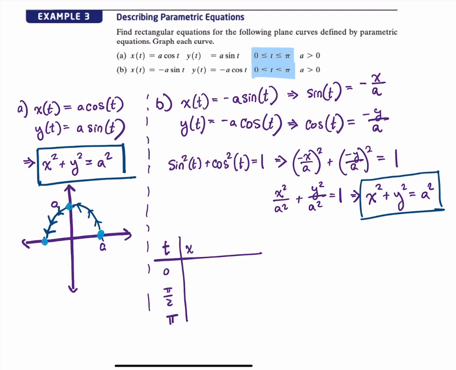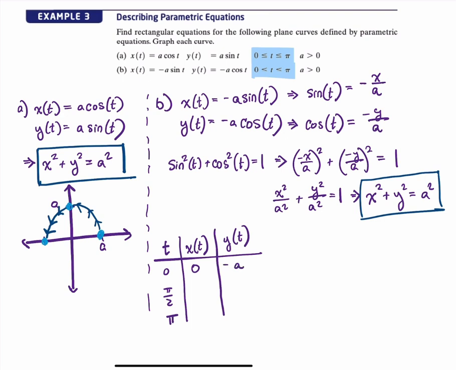So we'll find out what x of t is equal to and y of t. So when we plug in 0, I'm going to look at our original definitions here. X of 0 would be negative a times the sine of 0. Sine of 0 is 0, so this will just become 0. And then y of 0 would be negative a times the cosine of 0. Cosine of 0 is 1, so that would become negative a.